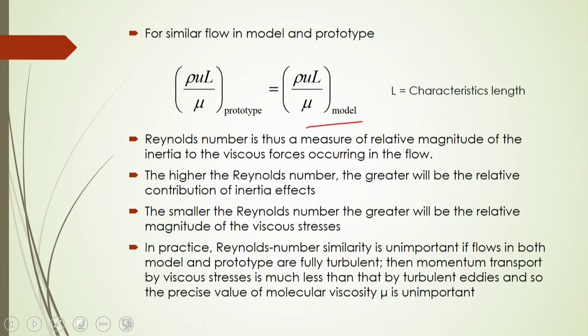In practice, Reynolds number similarity is unimportant if the flow in both the model and prototype is fully turbulent. Sometimes in turbulent conditions you will not have that viscous effect. The momentum transport by viscous stresses is much less than that by the turbulent eddies, and so the precise value of molecular viscosity mu is unimportant in that case. So, it will not be a good way to design the equipment at that condition of higher Reynolds number, that is, the turbulent condition.